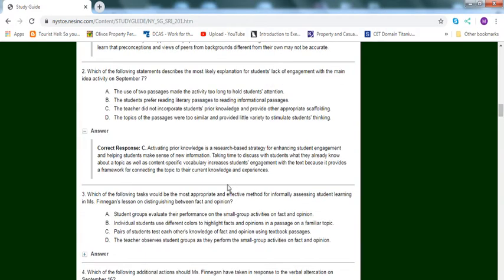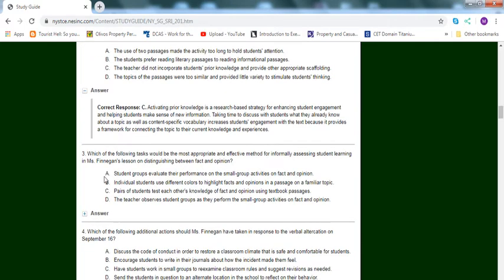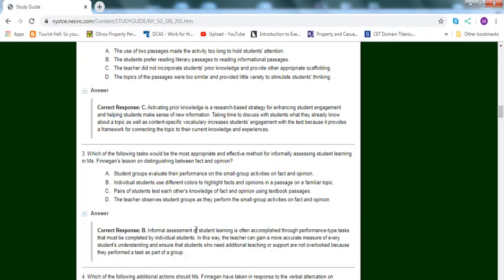So as you can see, the question again, question 3: which of the following tasks will be most appropriate and effective methods for informally assessing students' learning in Miss Finnegan's lesson on distinguishing between fact and opinion? A: student groups evaluate their performance on their small group activities on facts and opinion. B: individual students use different colors to highlight facts and opinion passage on familiar topic. C: pairs of students test each other's knowledge in facts and opinion using textbook passages. D: the teacher observes students' group as they perform the small group activities in facts and opinion. Now, which one will it be? If you click the answer over here, the answer will be B.